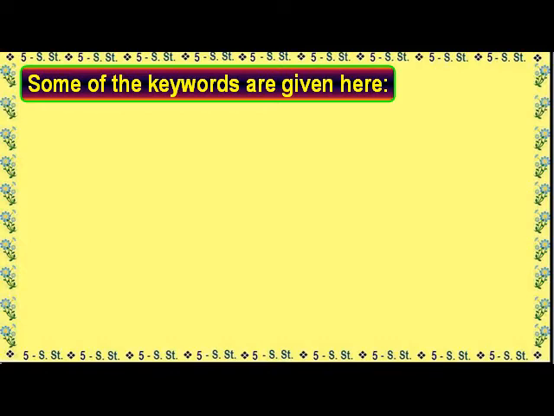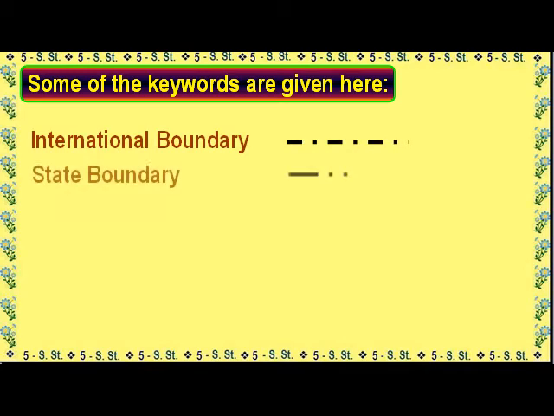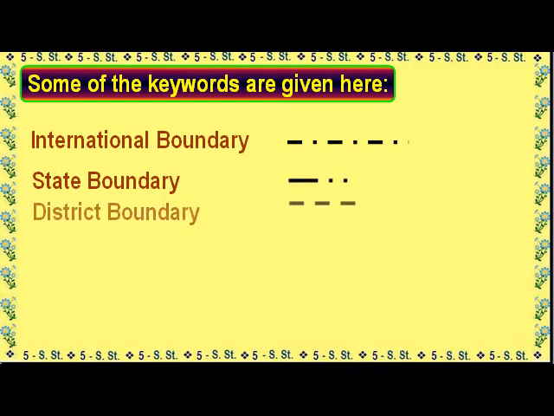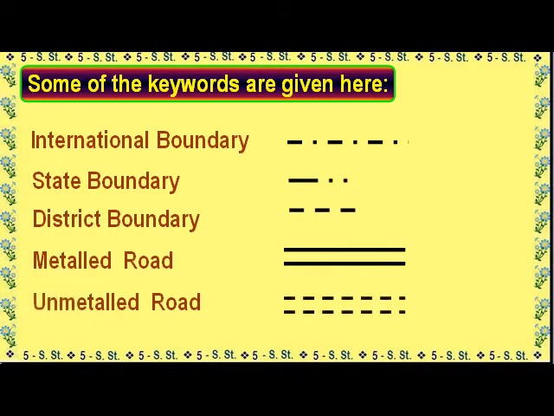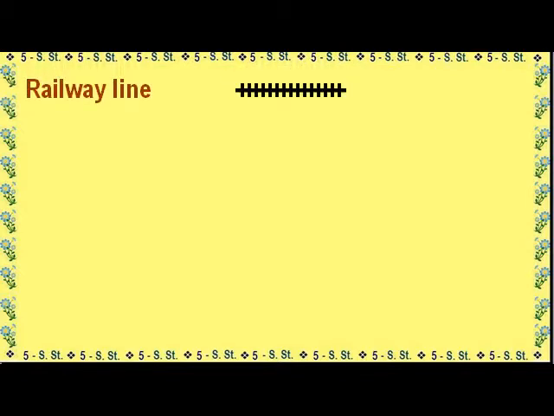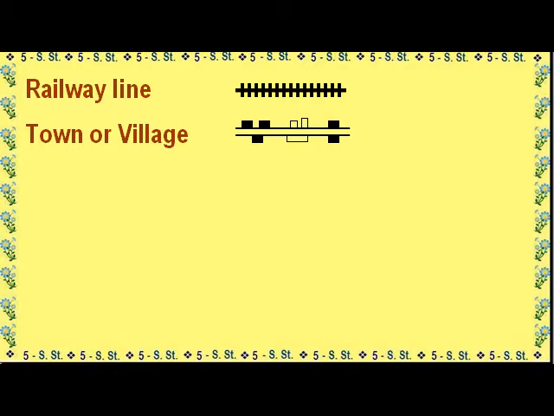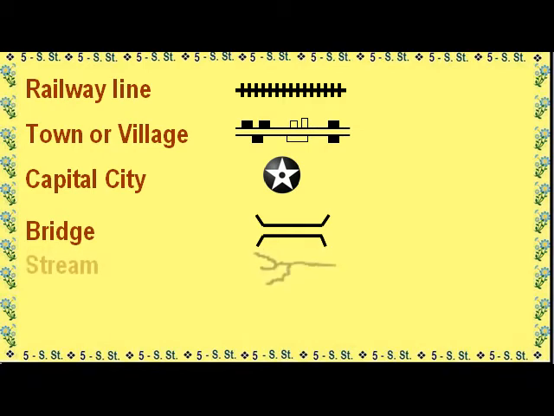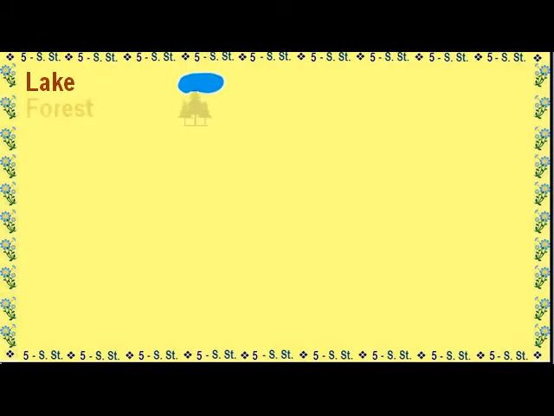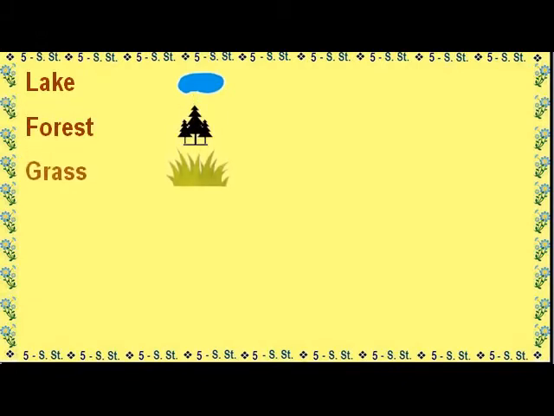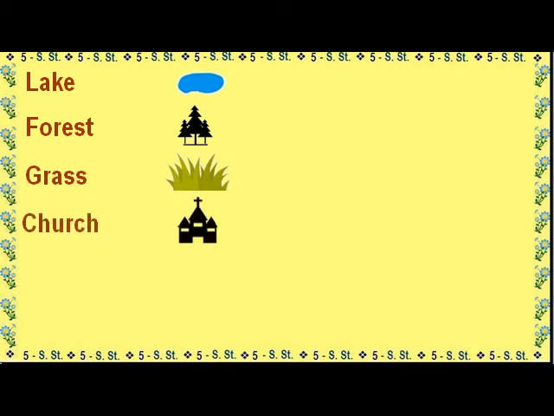Some of the keywords are given here. International boundary, state boundary, district boundary, metalled road, unmetalled road, railway lines, town and village, capital city, bridge, stream, dam, lake, forest, grass, church, mosque, temple.